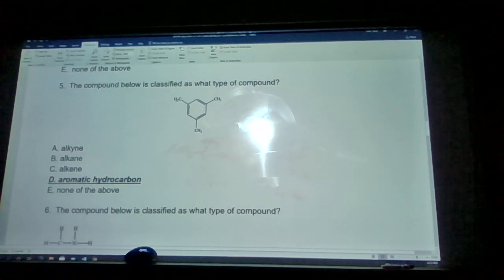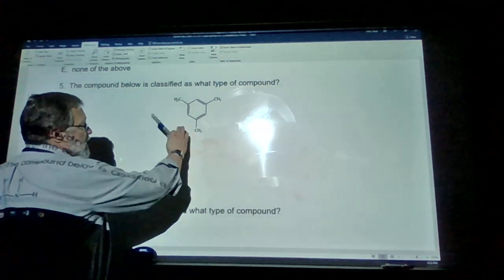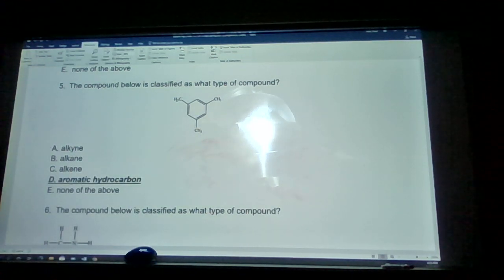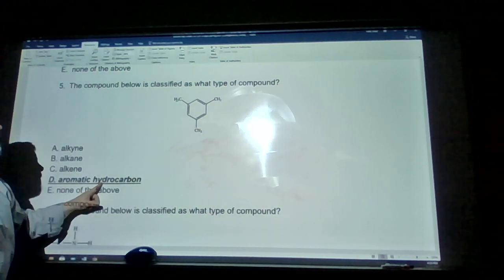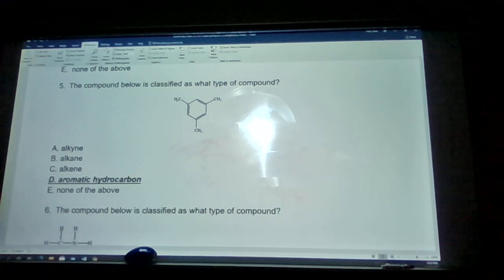Number 5, this compound is considered what kind of compound? It's an aromatic hydrocarbon. Aromatic, it has 6 carbons in the ring with alternating single and double bonds. So this is an aromatic hydrocarbon, 6 carbons in a ring with alternating double and single bonds.